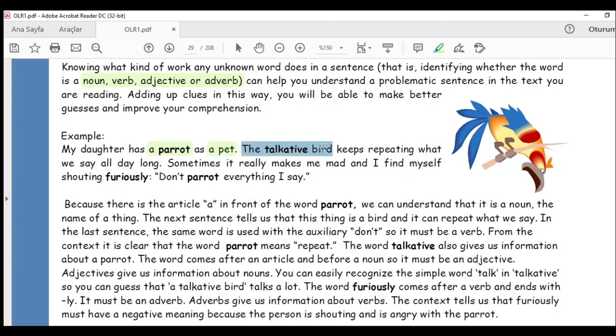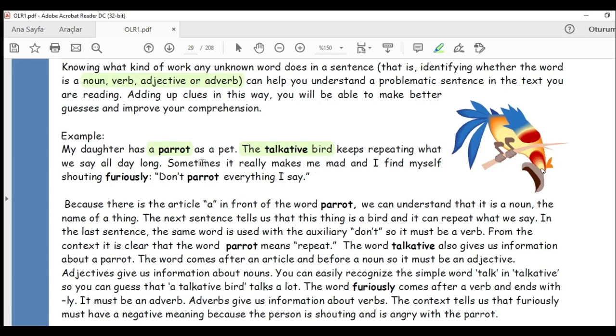The talkative bird keeps repeating what we say all day long. Now, the bird, of course, is the parrot, right? So this must be an adjective, the something bird. Like the talkative bird is like the hardworking student, right? So the tall girl. So basically, that is an adjective because there's a noun here and it is talking about what kind of noun it is.